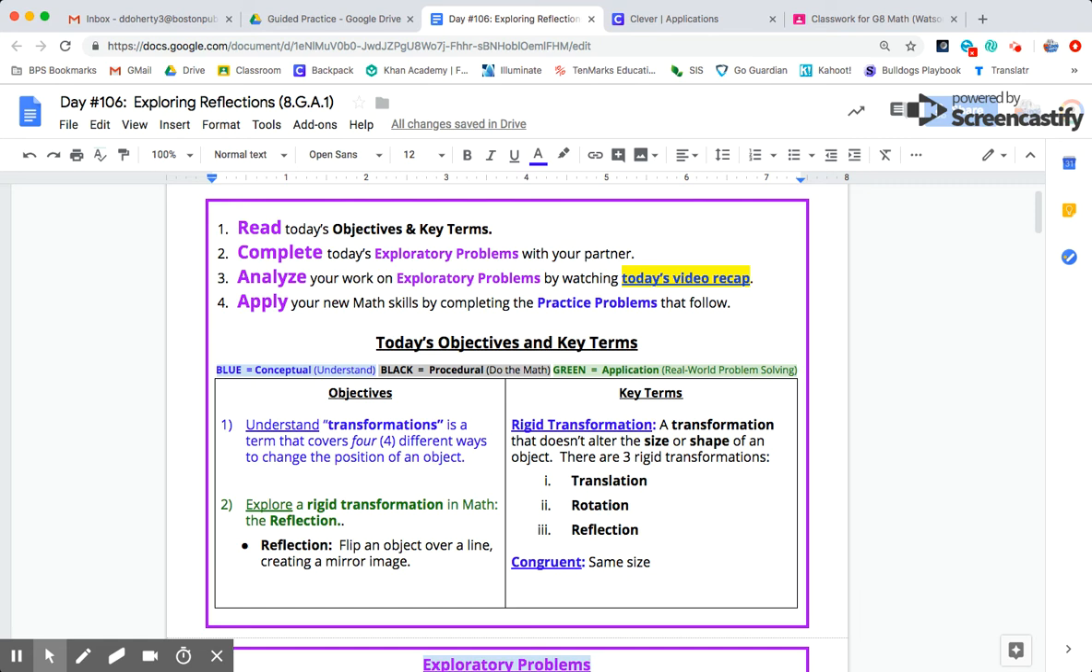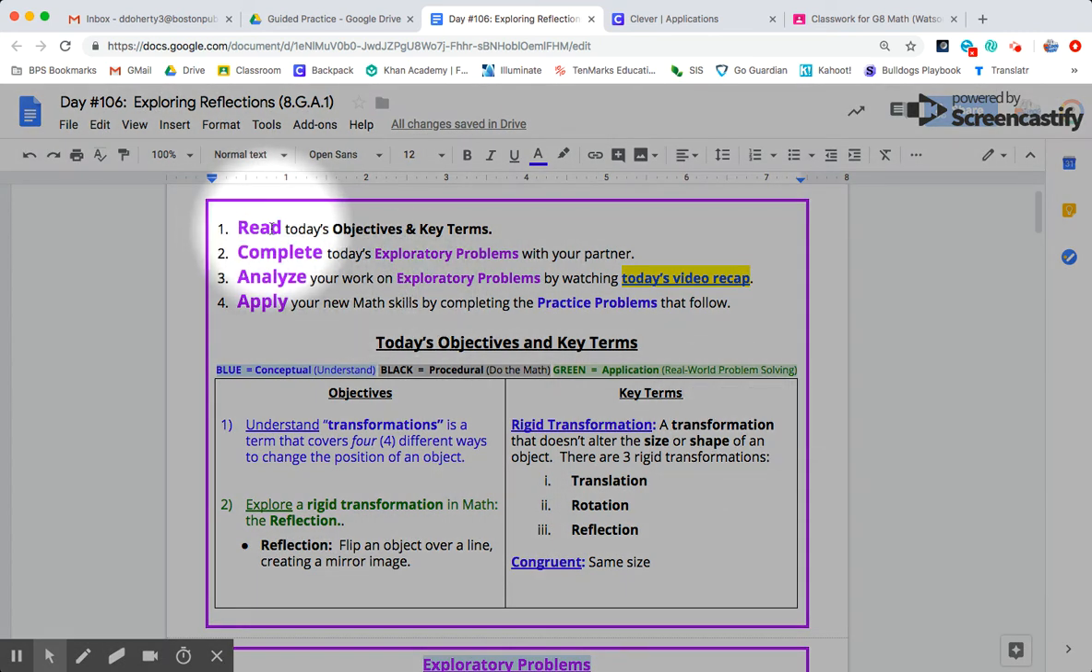By this point, I'm sure that each one of you has already read through today's objectives and key terms, as that was your first job. So here are the objectives and key terms you should have read through already. And at this point, you already should have completed today's exploratory problems with your partner. Any of the problems in the purple boxes should be done before you watch my video recap as part of step 3 on the exploratory days.